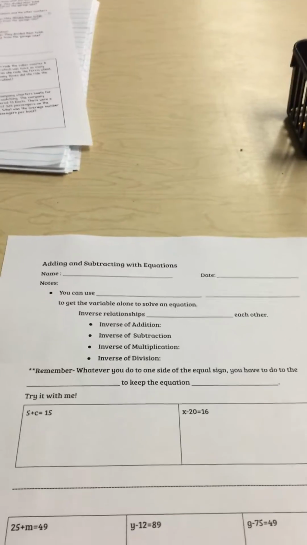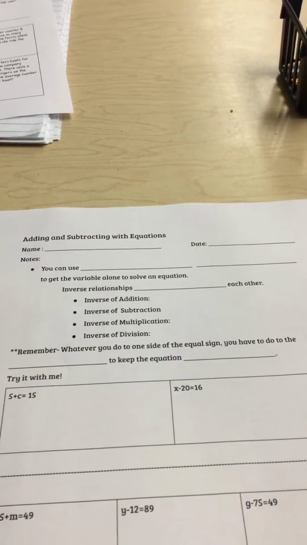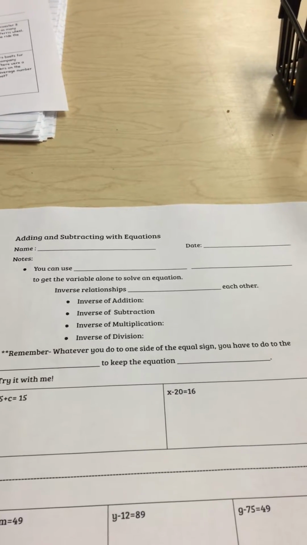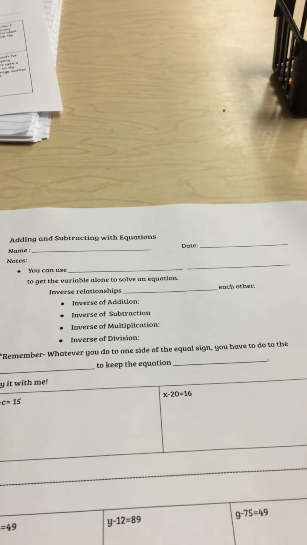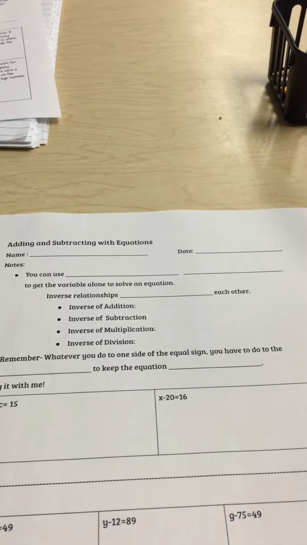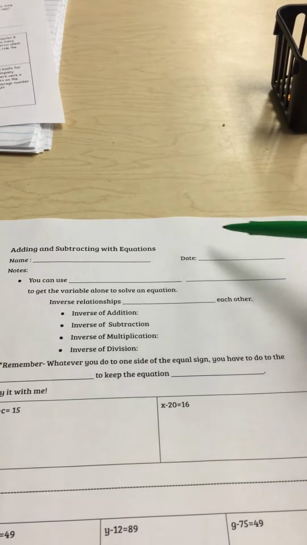All right, guys, today we're going to learn how to add and subtract with equations. You'll remember that equations are something that have a variable in it, and you're trying to figure out what the variable is. So the first thing you need to do is put your name and the date on the paper.